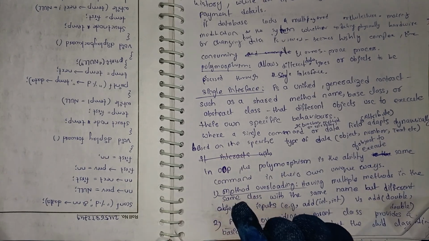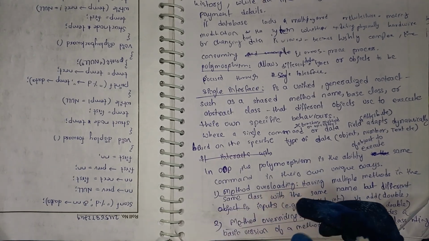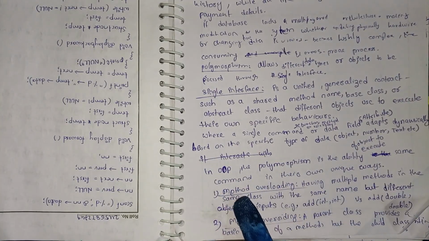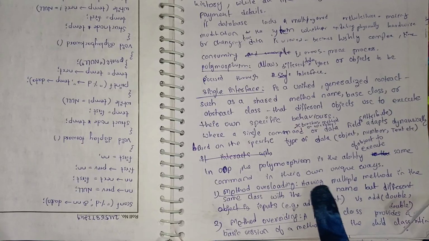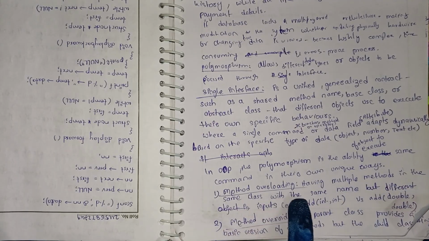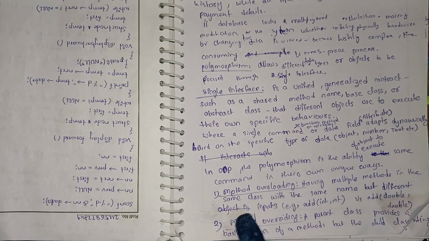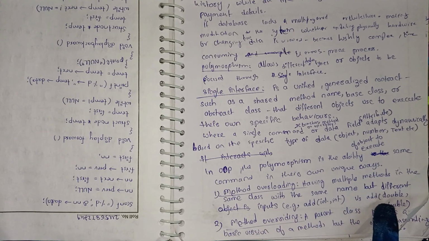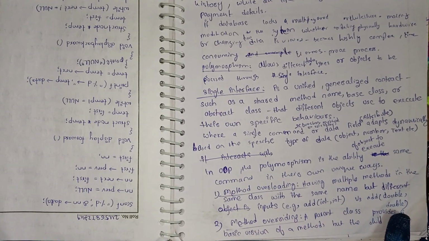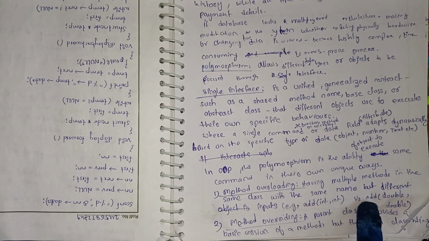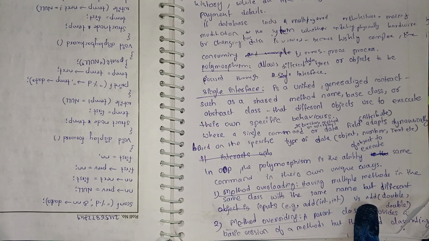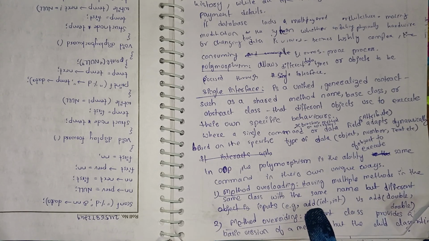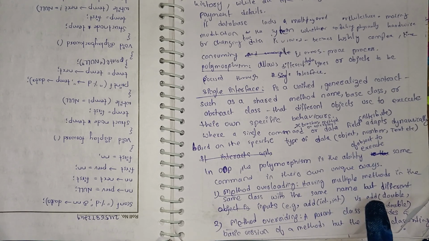So here, method overloading. There are two types of polymorphism in object-oriented programming. First is method overloading: having multiple methods in the same class with the same name but different inputs. Example, add(int, int) versus add(double, double). So the method name is the same, meaning multiple methods have the same name in the same class.